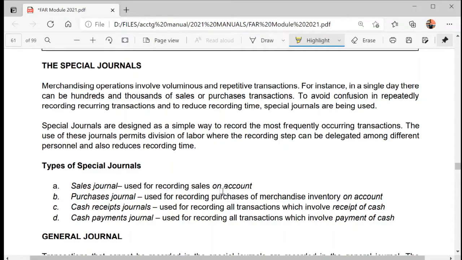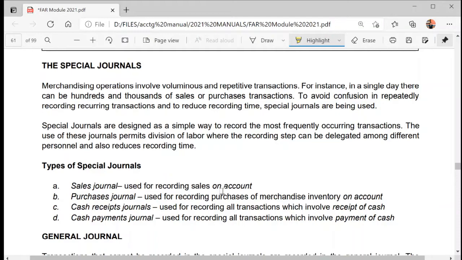To avoid confusion in repeatedly recording recurring transactions, and to reduce recording time, you may use special journals. Special journals are designed as a simple way to record the most frequently occurring transactions. The use of these journals permits division of labor, where the recording step can be delegated among different personnel, and also reduces recording time.